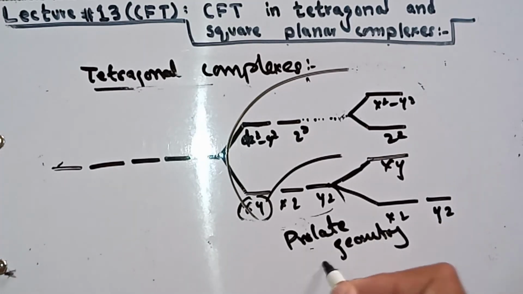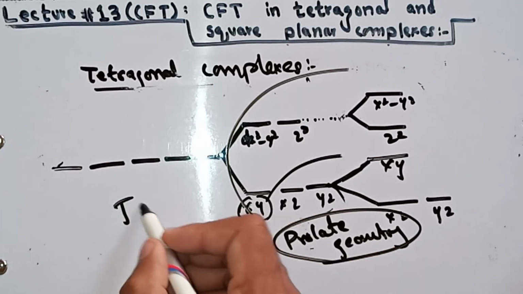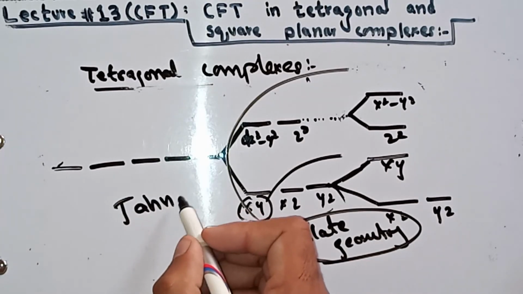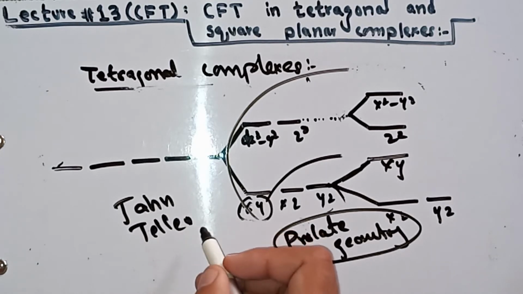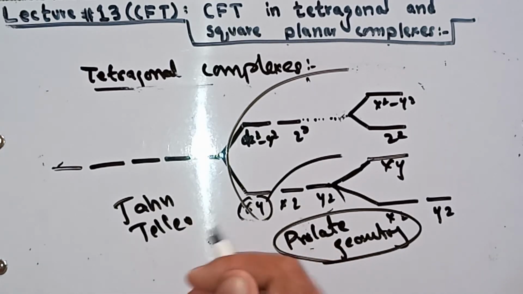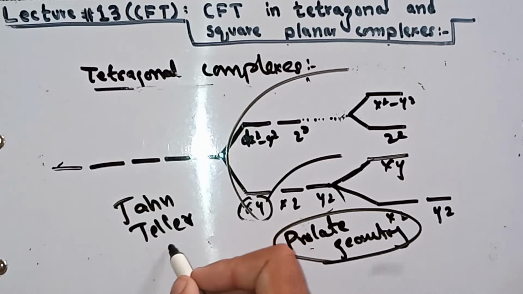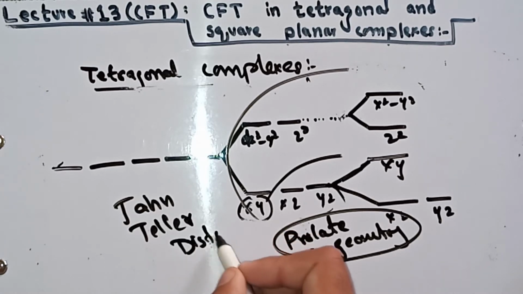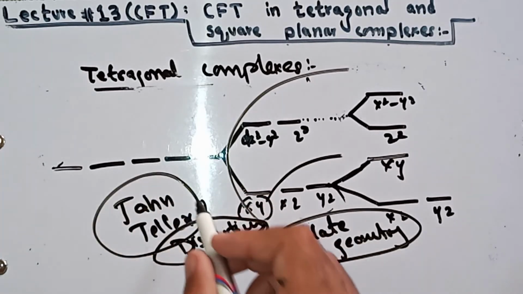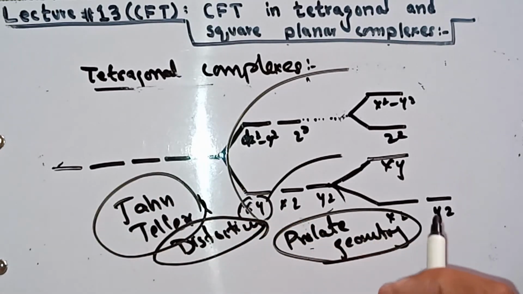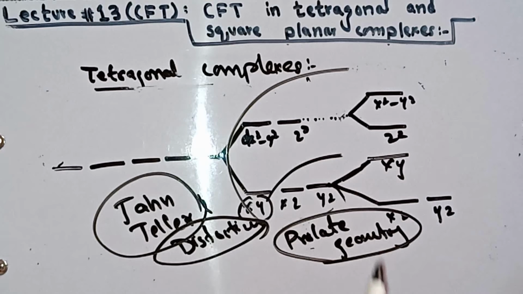This distortion is also explained by Jahn-Teller. After this topic we will discuss Jahn-Teller distortion, and we will see how the distortion occurs in all systems, in d1 system, d2 system, d3 system, up to d10 system. We will see clearly how the distortion occurs in different systems.